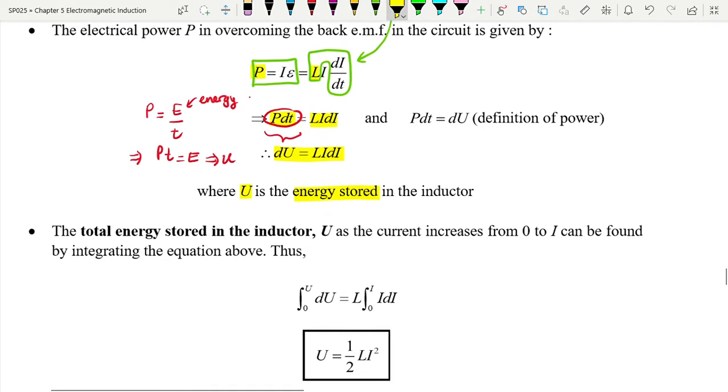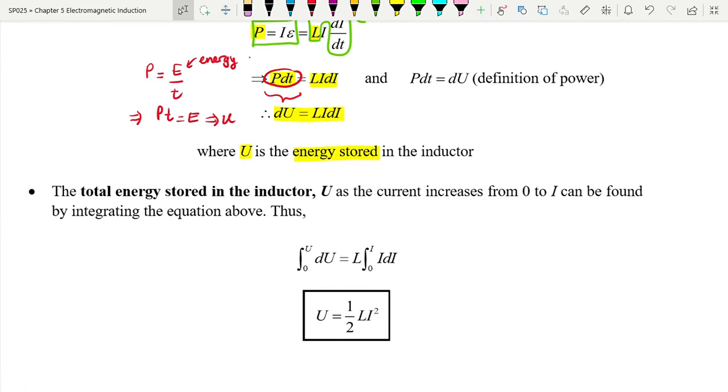Okay, so kita kena integrate sikit equation ni. So end up bila kita jadikan U as a subject, integrate dU, integrate juga di dekat belakang. So end up kita akan dapat satu equation specifically to calculate energy stored in an inductor, where U is the energy stored in an inductor.